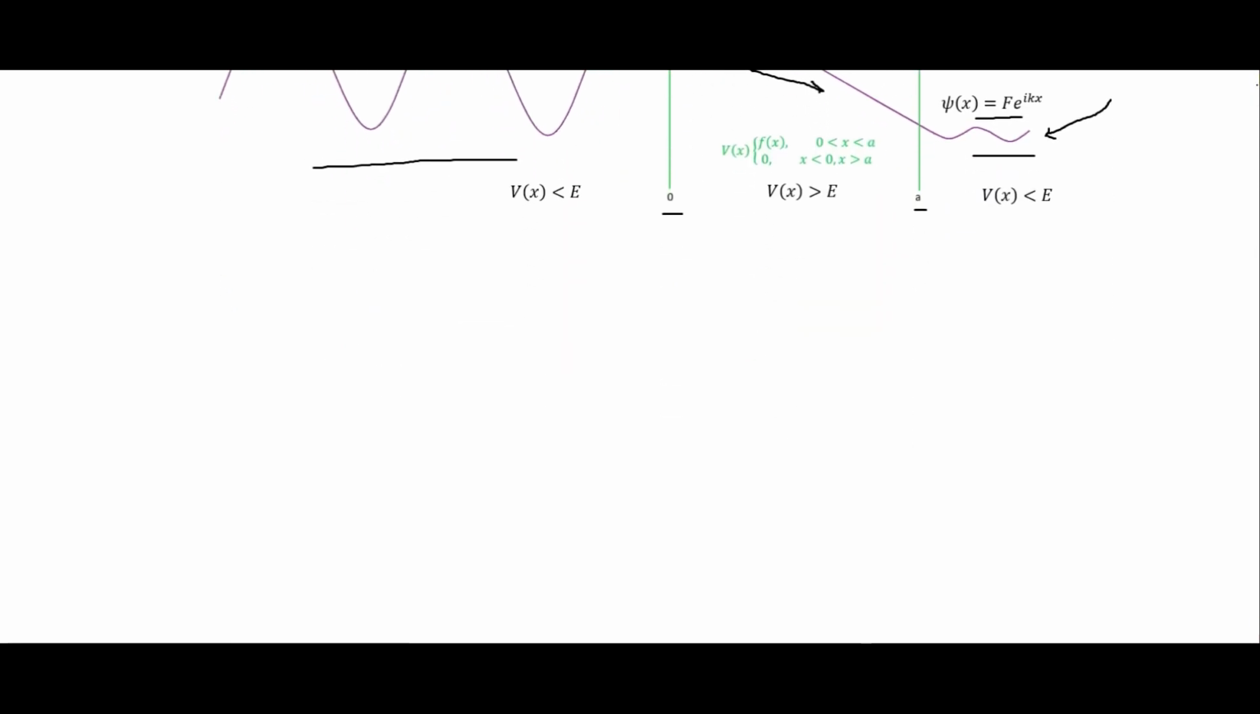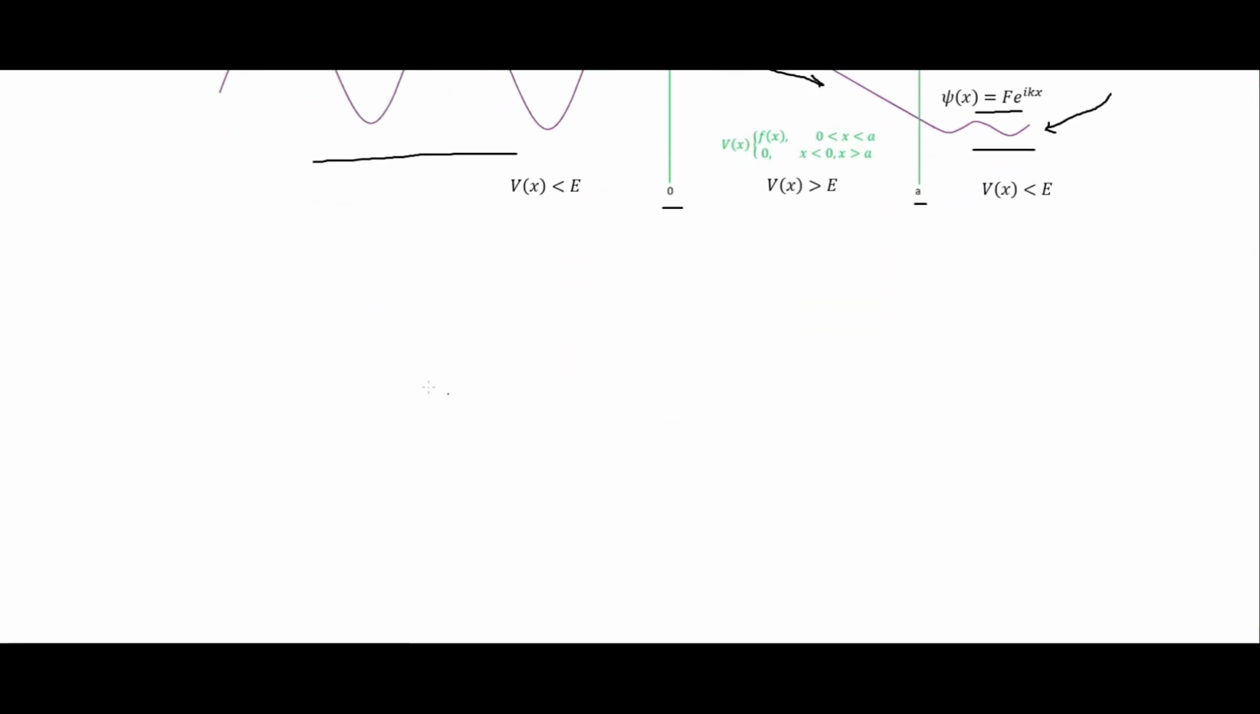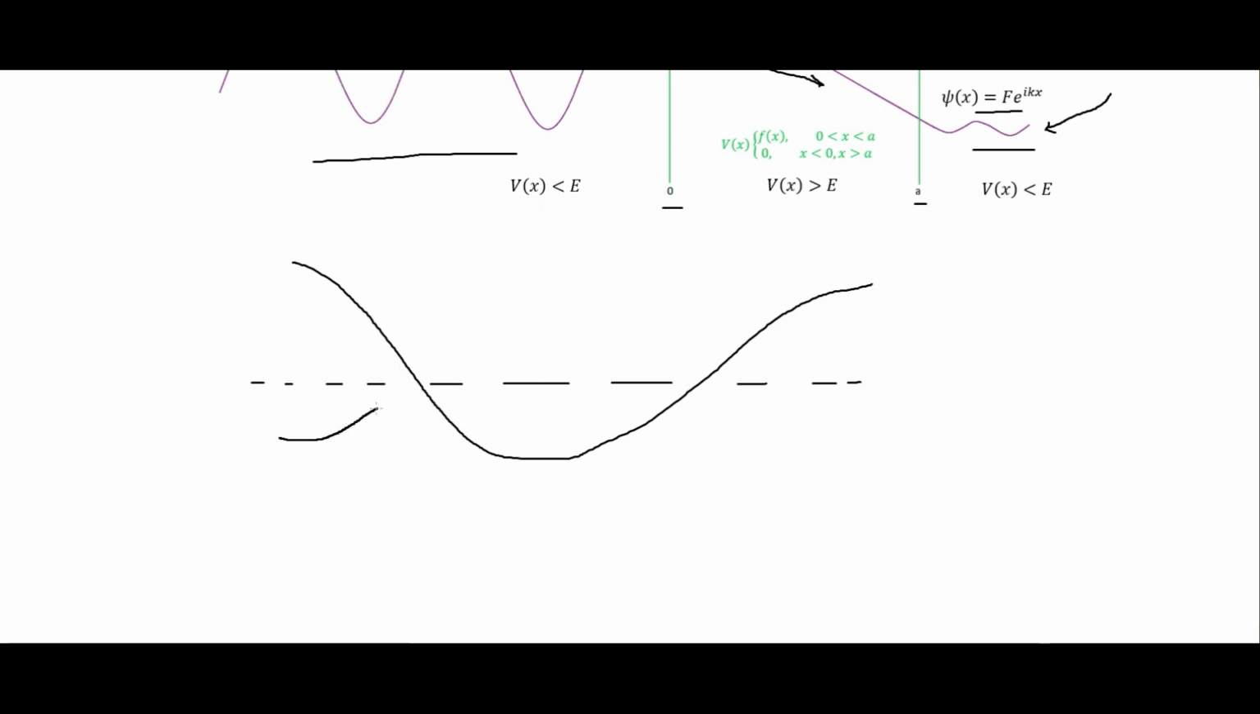And so, like I said in the previous video, we're going to have a potential that looks like this, and our energy will be right there. And we will have a wave function that will look like this. We have where the energy and the potential run into each other, and that is where we're going to be interested in what's going on with the wave function.